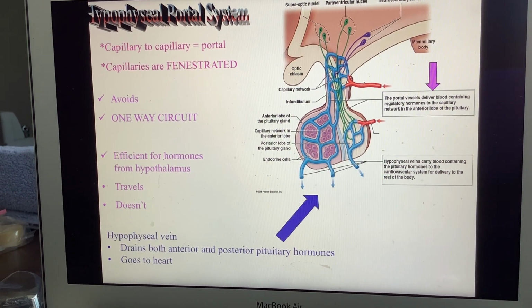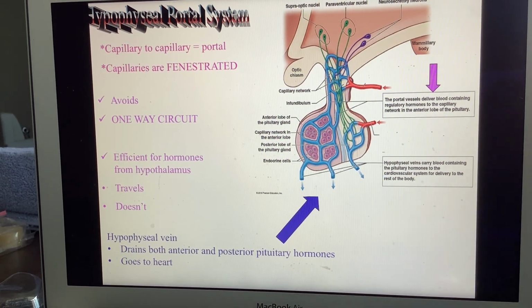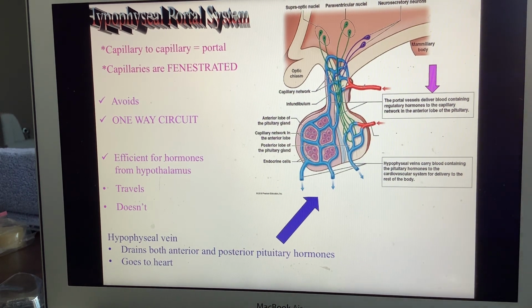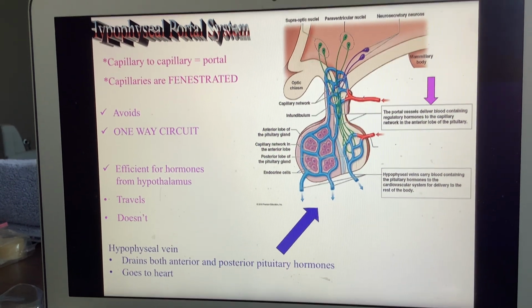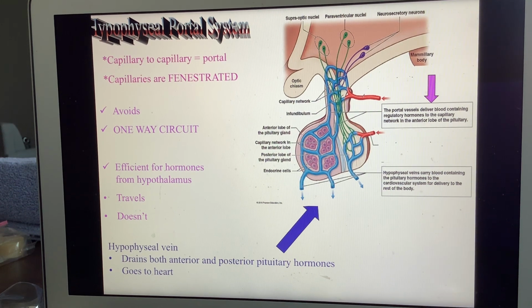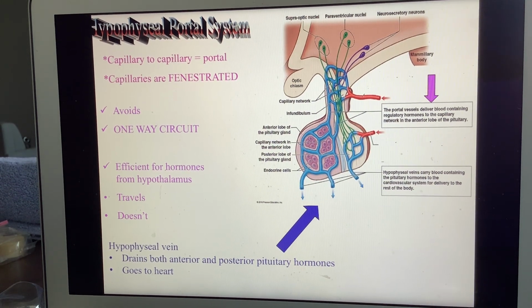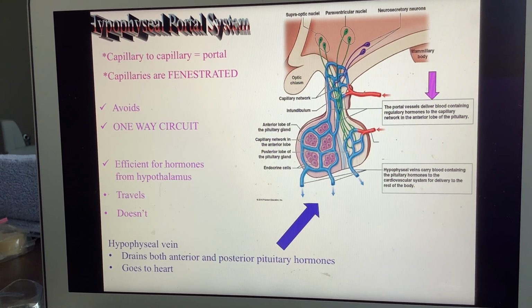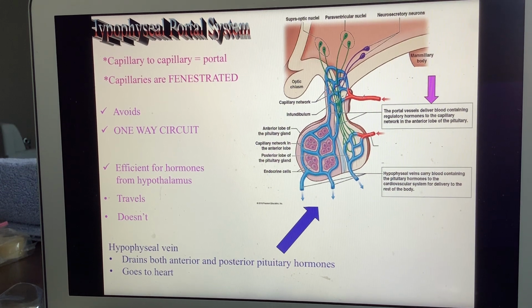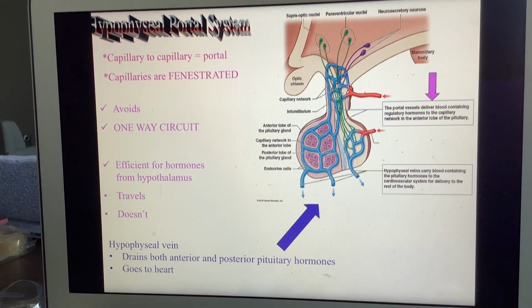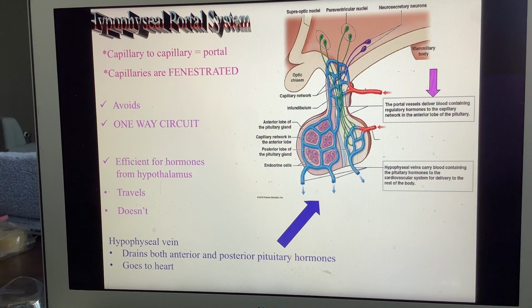So again, portal systems always have fenestrated capillaries, big pores. It's a one-way circuit in this case. That's going to avoid the systemic circulation so the hormones don't get diluted or degraded. And that's it. I thought there was another thing.